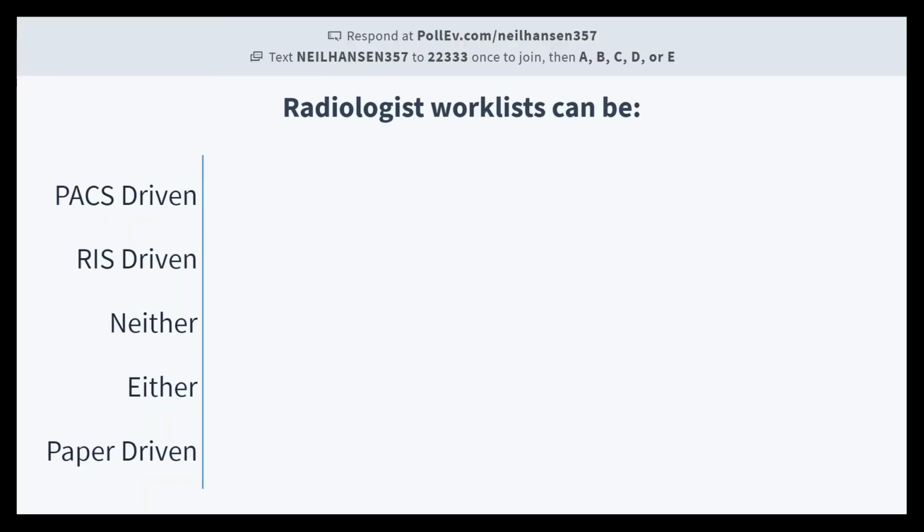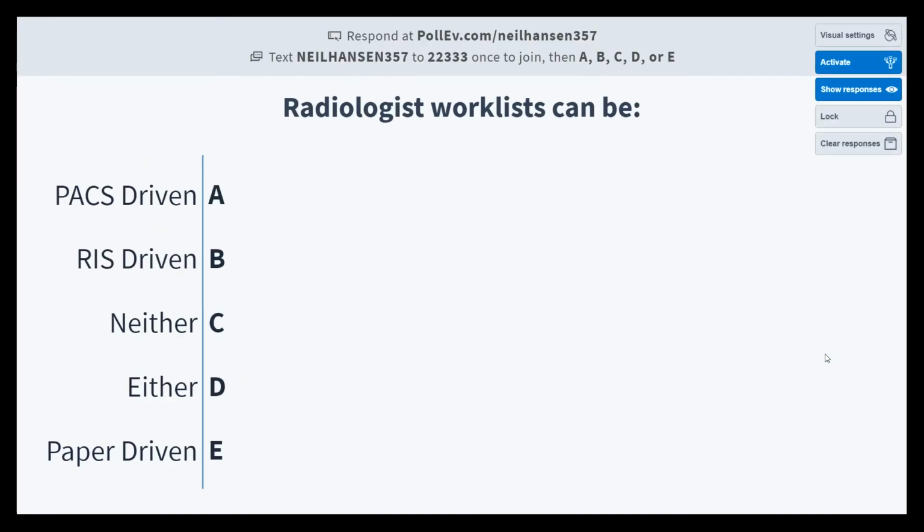The correct answer is billing information is usually within the RIS, or the Radiology Information System. The radiologist work list, the work list we work off of, hopefully most of you live in a modern department and work off of electronic lists and not paper, but it can be either. Which of the following? It could be either PACS driven or RIS driven.